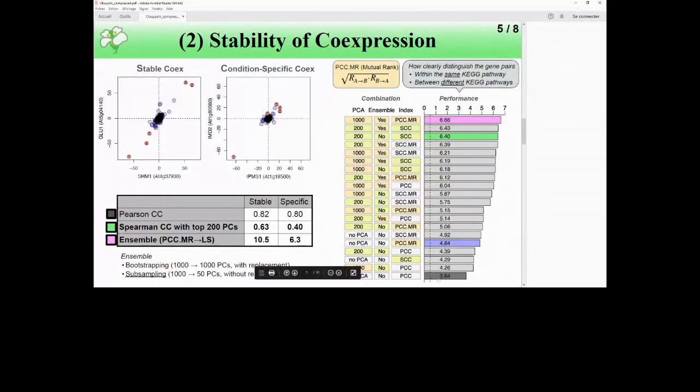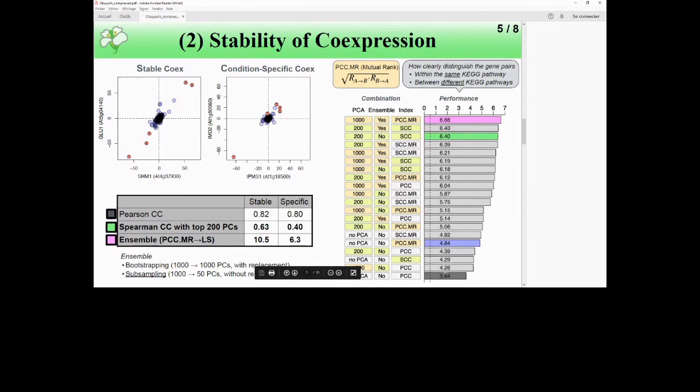First, simple Pearson's correlation coefficient is even better than the random level. The random level, sorry, is this dotted line, and 0.5 is the random line. So naive PCC is not bad.